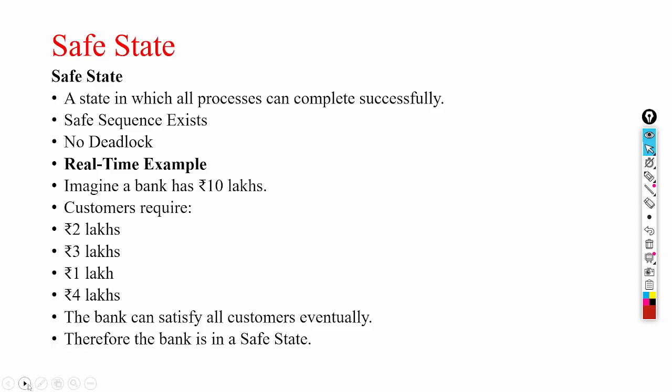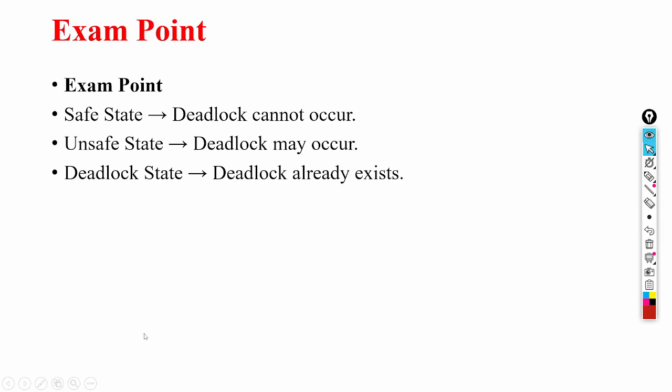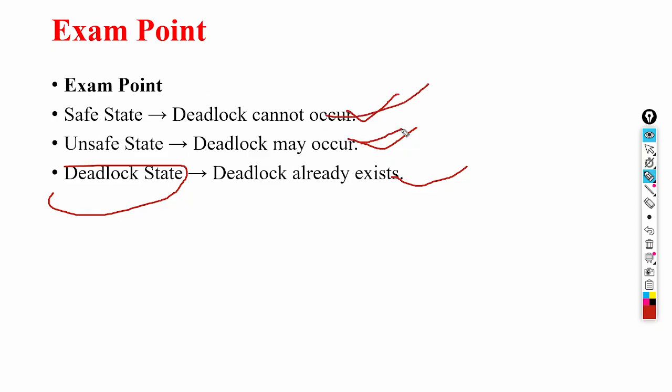Moving to the next one. There is an important exam point. Remember this. Safe state means deadlock cannot occur. Whenever it is in a safe state, the deadlock cannot occur. Whenever it is in an unsafe state, the deadlock may occur. Then what is the deadlock state? The deadlock has already occurred, and that we call a deadlock state. This comparison is frequently asked in competitive examinations.